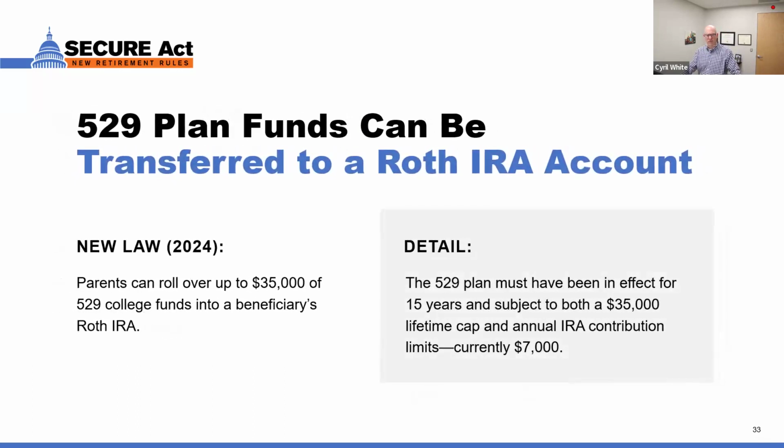And they've also given us the ability to transfer 529 balances to a Roth IRA in the name of the beneficiary of that 529 plan, which are usually children. You can now roll over up to $35,000 from a 529 plan into a beneficiary's IRA. The 529 plan must have been in effect for 15 years and subject to both a $35,000 lifetime cap and annual IRA contribution limits, which are currently $7,000.